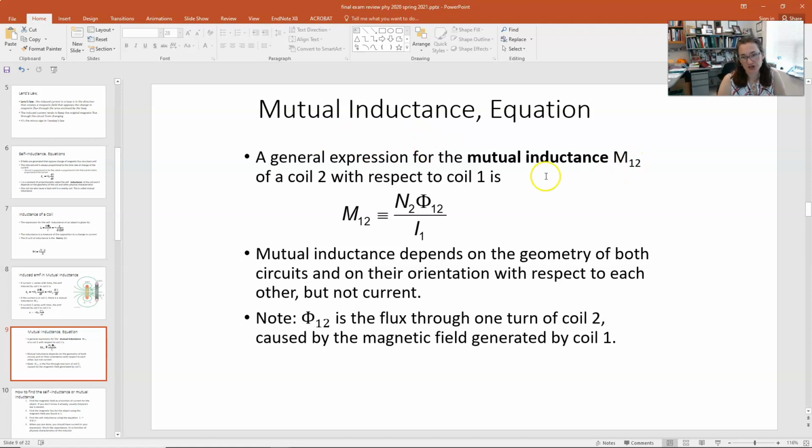Okay, the general expression for the mutual inductance M12 of coil 2 with respect to coil 1 is M12 is equal to N2 times phi 12 divided by I1. Now remember, you're dividing out by that I, which cancels out with the dependence on the current on the top. You shouldn't end up with a current at the end of your expression, okay? So the mutual inductance is going to depend on the geometry of both circuits and on their orientation with respect to one another, but not the current, okay?